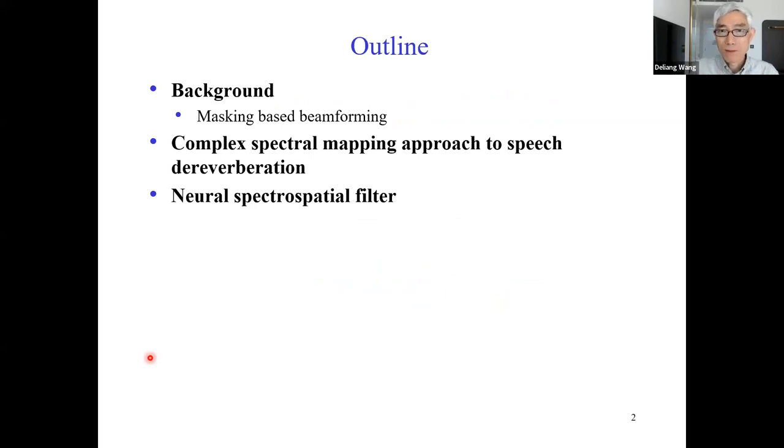So this is the outline of my presentation. First, I'll introduce the background of this study, in particular, masking-based beamforming. And I'll present complex spectrum mapping approach to speech dereverberation. And finally, I'll be presenting the main theme of this talk, which is neurospectrospatial filter.